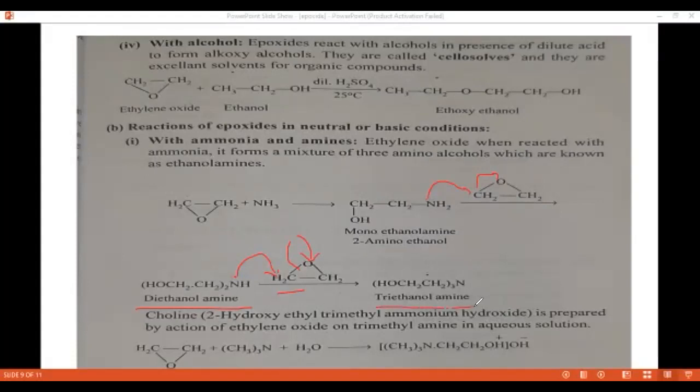So when ethylene oxide reacts with a base like ammonia, then the formation of a mixture of three amino alcohols. The first is monoethanolamine, then the second is diethanolamine, and the third is triethanolamine.